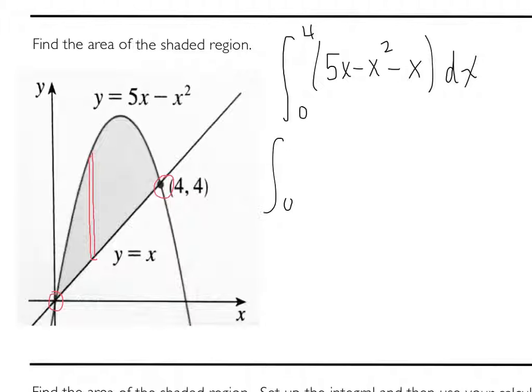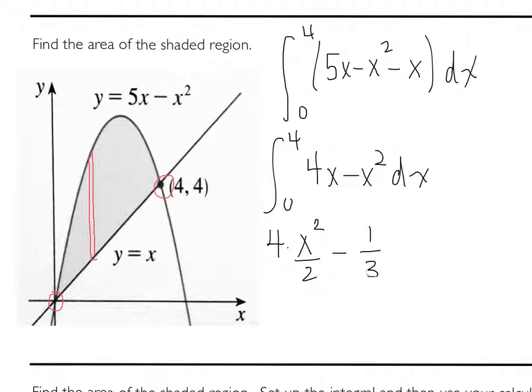I'm going to do a little simplification, not necessary, but you may want to. And we're going to evaluate. So the antiderivative of 4x is 4 times x squared over 2. And the antiderivative of x squared is 1/3 x cubed. And we're going to go from 0 to 4. So let me do this. That'll reduce out. So we have 2 times 4 squared minus 1/3 of 4 cubed.